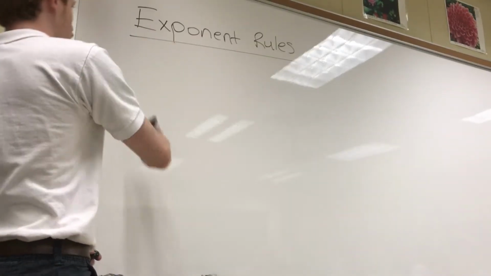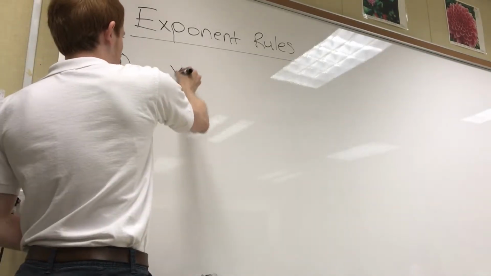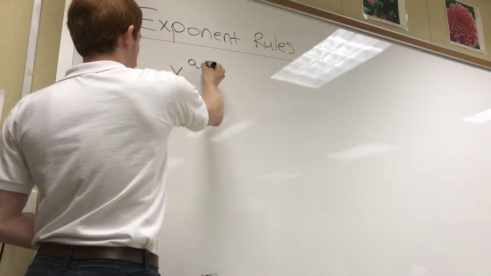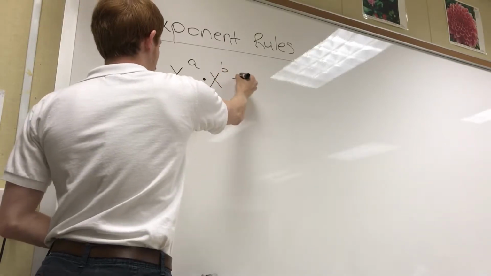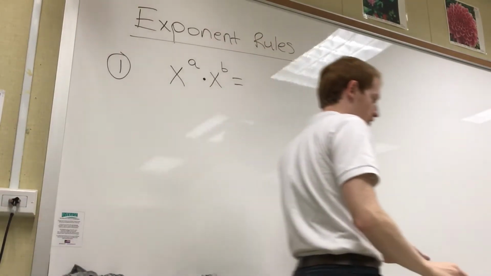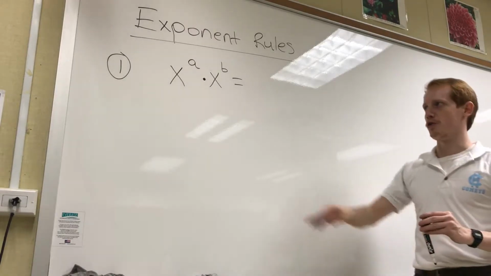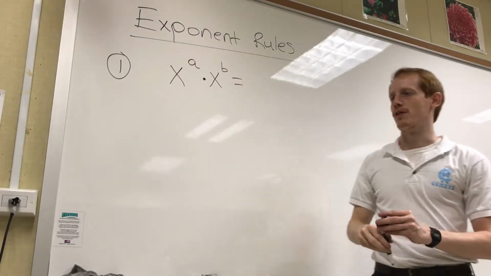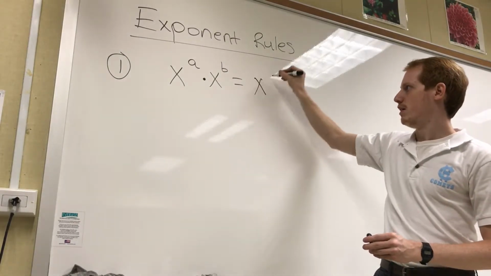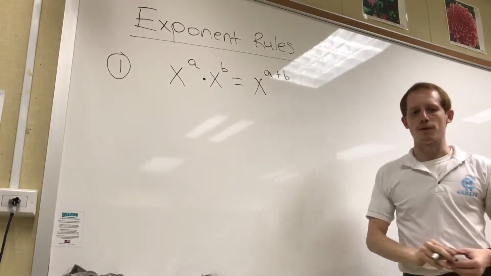Okay, so the first rule is called the product rule. Go ahead and write a 1. And we're going to do x to the a times x to the b. Notice these have the same base, which is x. And since we're multiplying the bases, we're going to add the exponents. So on the top, I'm going to get a plus b. So that's my first exponent rule.